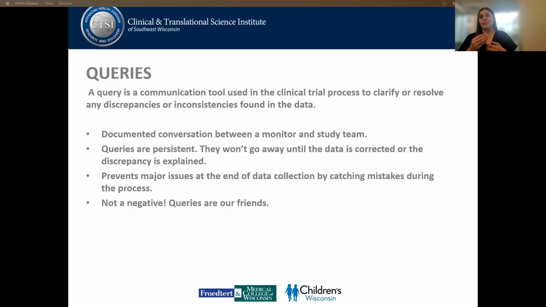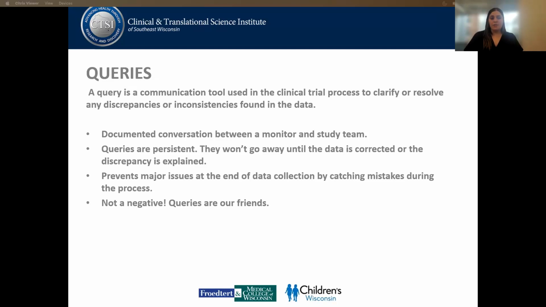I mean, if what you have entered is the actual value, sometimes they're just looking for a comment in there that explains why. So it doesn't necessarily mean that the data has to be corrected, but even explaining the discrepancy will satisfy a query. But once again, they're persistent. They don't go away until that's done.